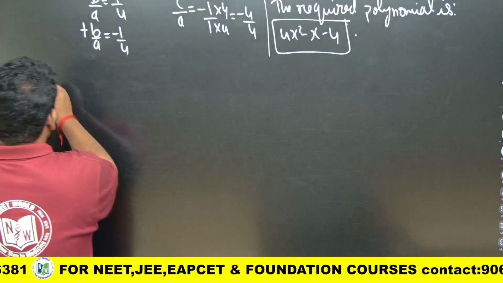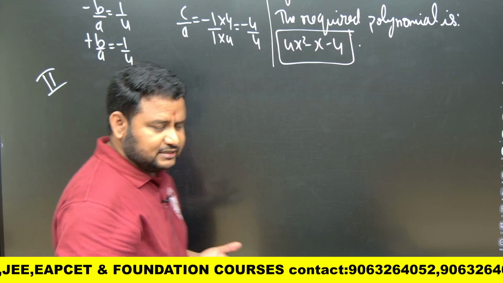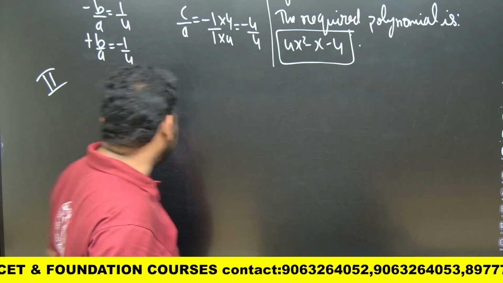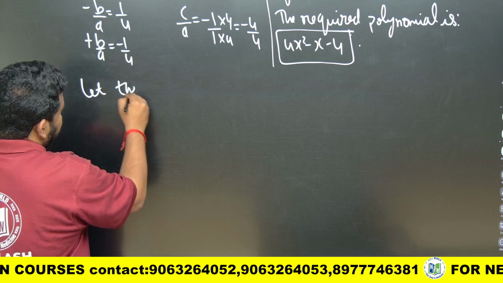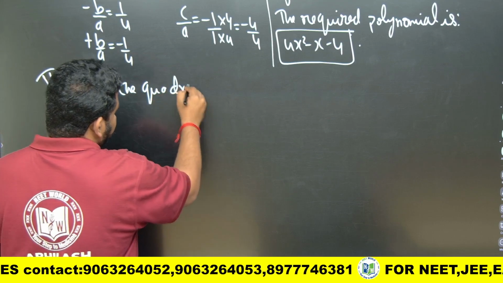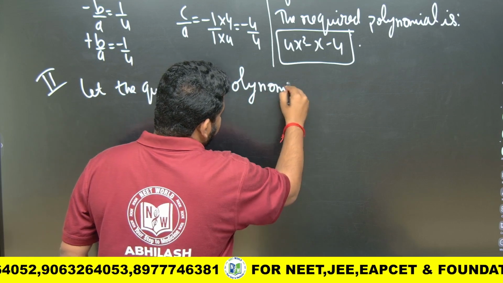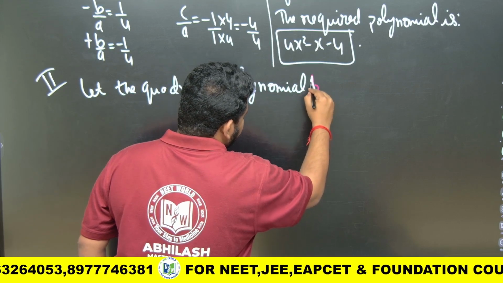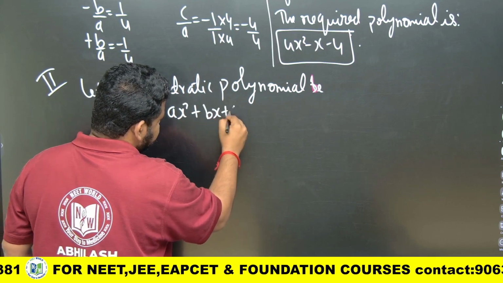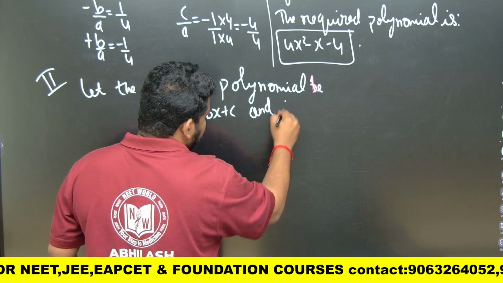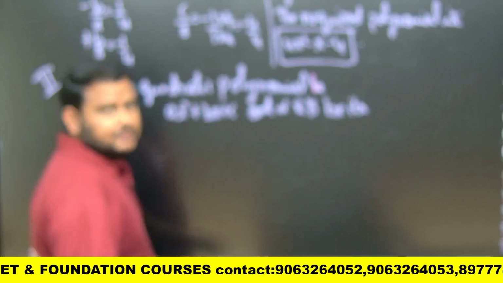Students, see here, second method. Same method has been used in R.D. Sharma also, R.S. Agarwal also. CBSE will award marks if you do it in this method also. So let us see. For this also we have to start with, let the quadratic polynomial be ax square plus bx plus c and alpha and beta be its zeros.